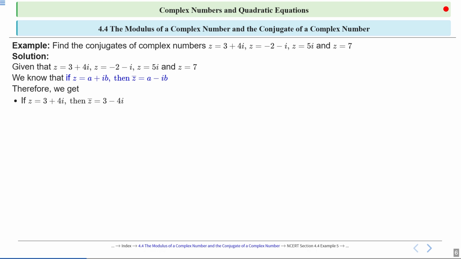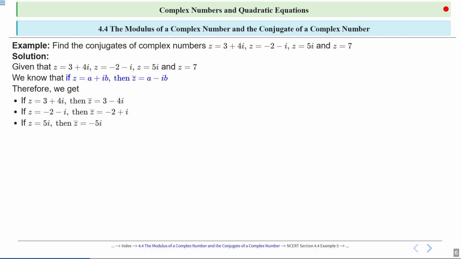Therefore, if z equals 3 plus 4 times iota, the real part is 3 and the imaginary part is 4. So the conjugate is 3 minus 4 times iota. Therefore, z bar equals 3 minus 4 times iota. Next, for z equals minus 2 minus iota, the real part is minus 2 and the imaginary part is minus 1. So the conjugate will be minus 2 plus iota. Again we just flip the sign of the imaginary part from negative to positive.